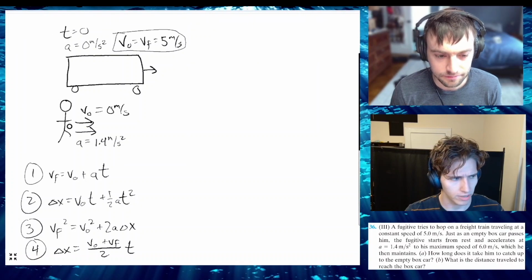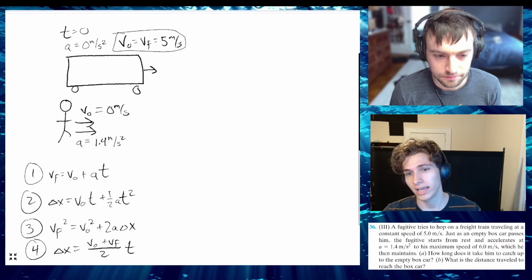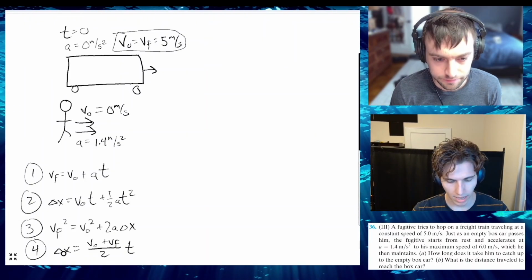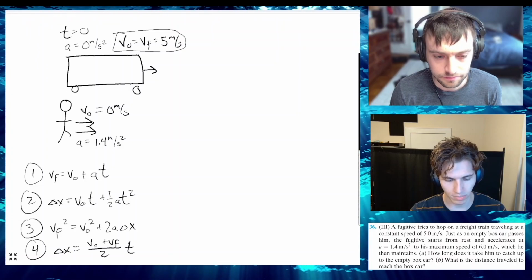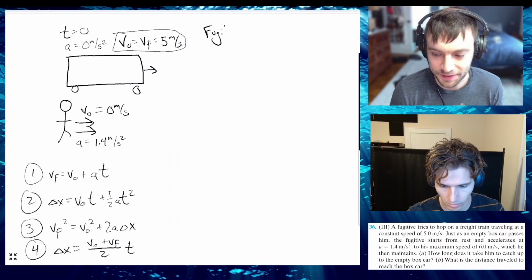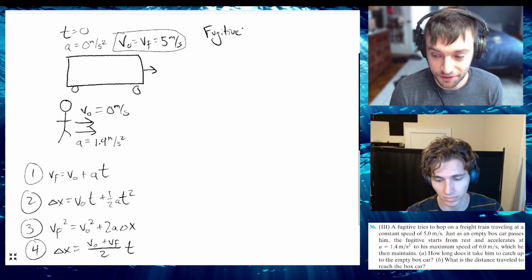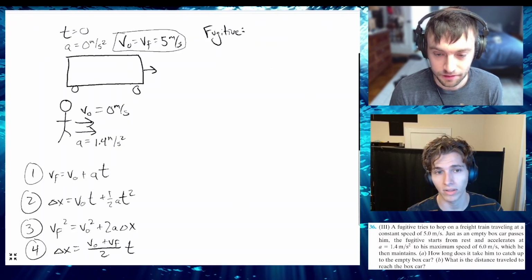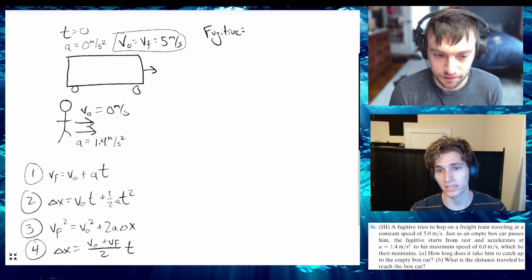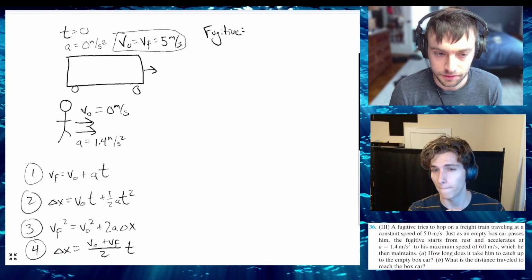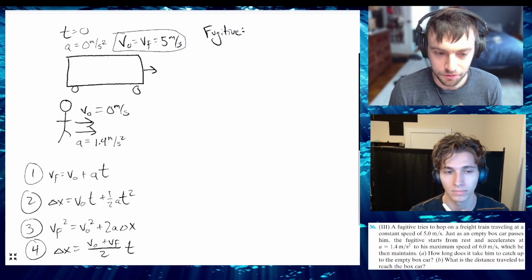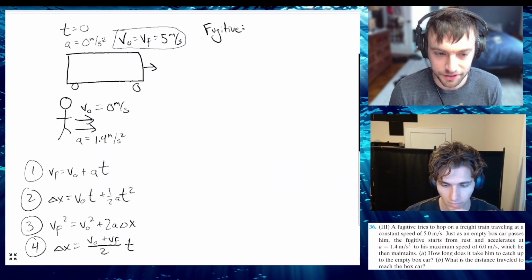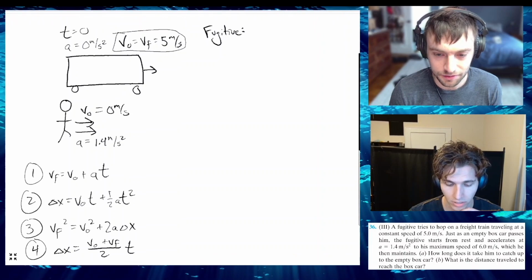Let's start with our fugitive. How long is it going to take for the fugitive to get from 0 meters per second all the way up to 6 meters per second? We're solving for time. We don't know how long it takes to go from 0 to 6 meters per second for the fugitive, but we can solve it. Could we use v final equals v initial plus acceleration times time? Yeah, let's try that.